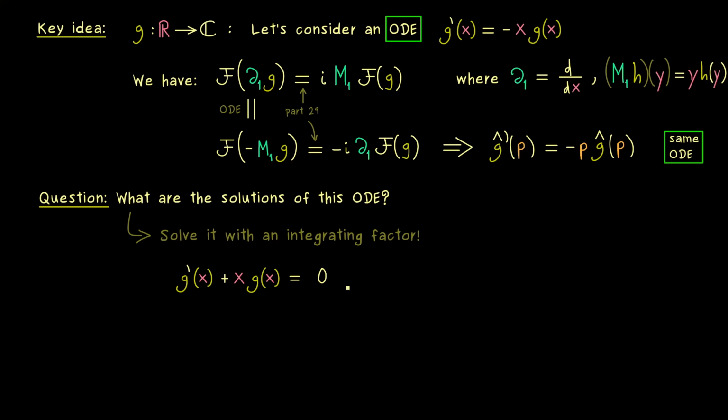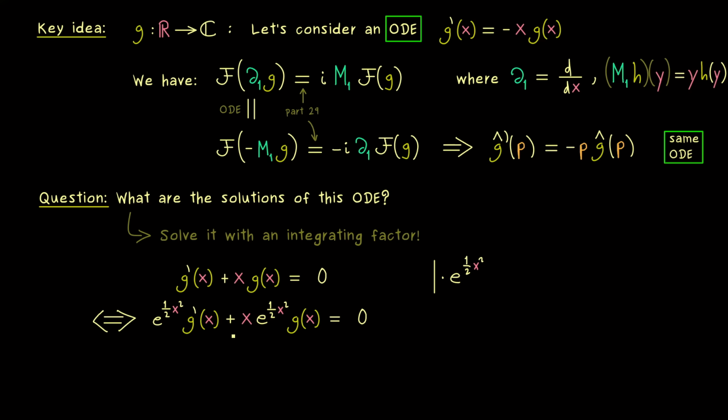And in order to start that, we have to bring everything to the left-hand side, and then we have to find an antiderivative of the factor in front of g. And this is not hard at all, it's just 1/2 x squared. And now we take this in the exponent of an exponential function and multiply it on both sides. And then we just have the two terms here in the sum multiplied by this factor.